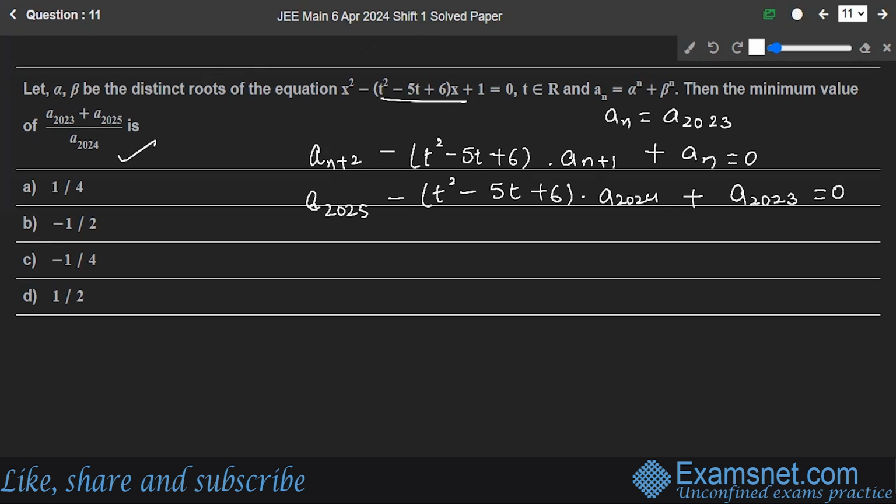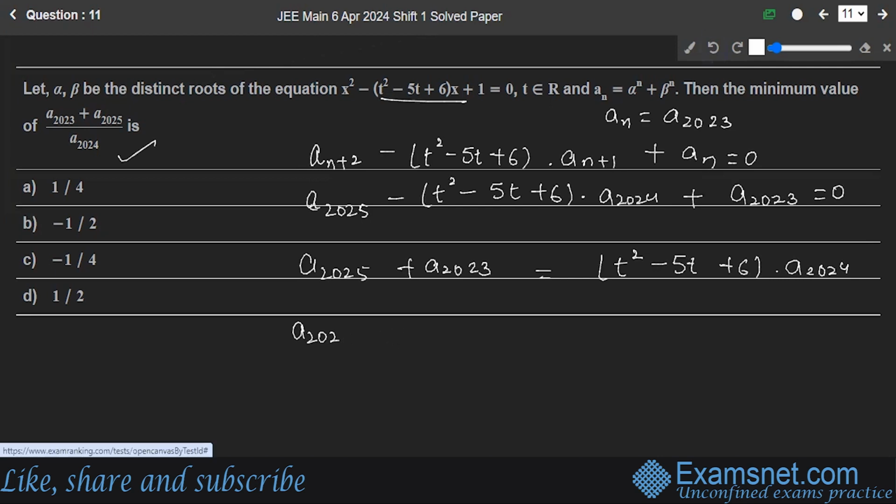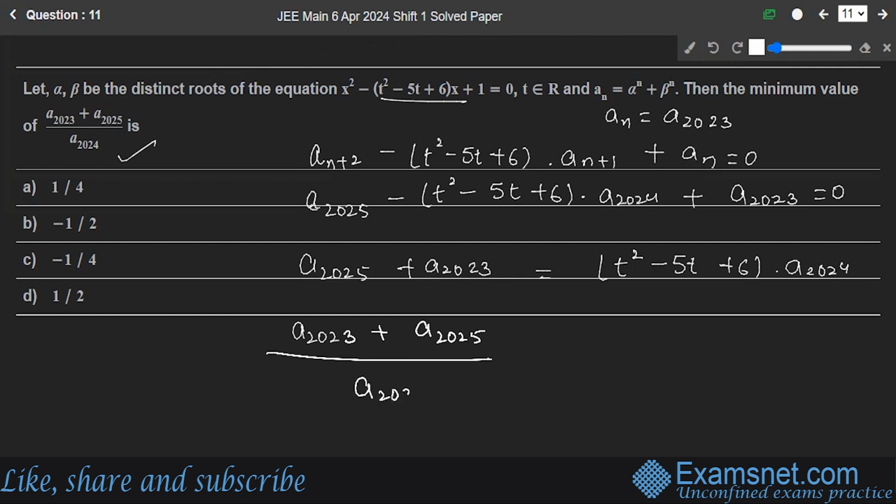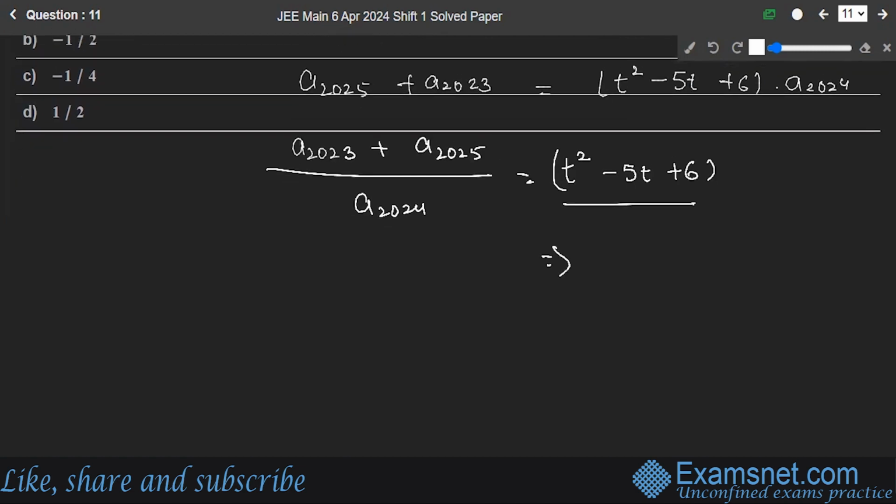Okay, so this will be a 2025 plus a 2023 is equal to t square minus 5t plus 6 a 2024, or you will have a 2025 plus a 2023 upon a 2024 is equal to t square minus 5t plus 6. So this is what we needed to find out. This came out to be this. I have to find the minimum value for this. Let's factorize this. I want two such numbers. The product should be 6 and the sum should be minus 5.